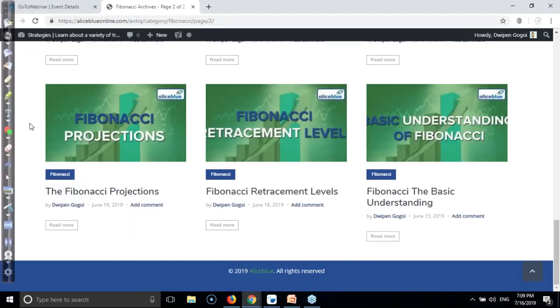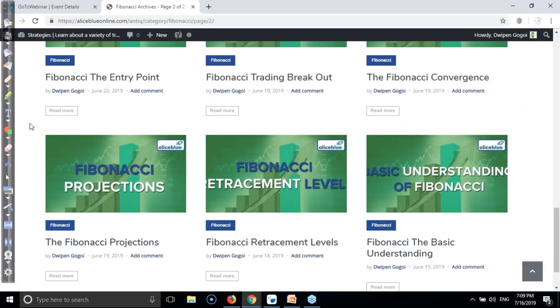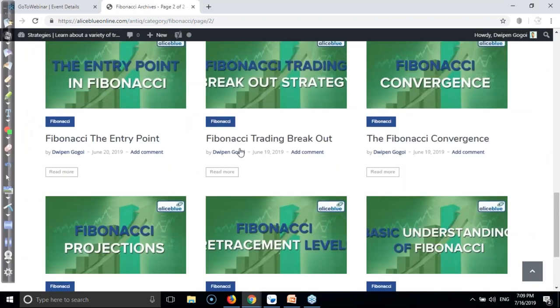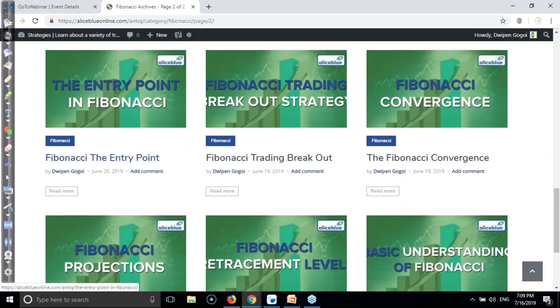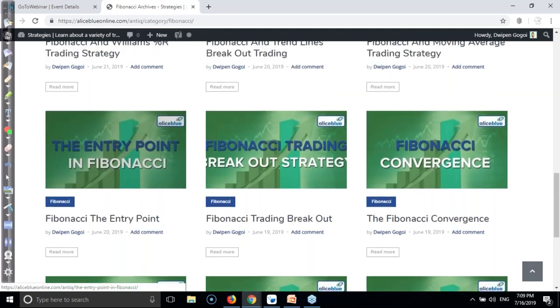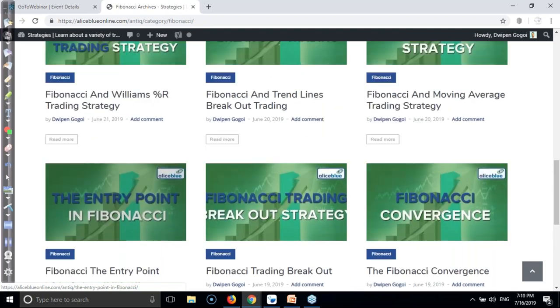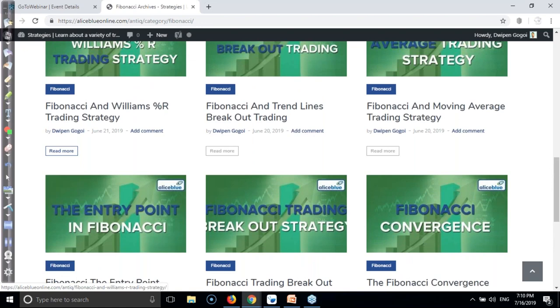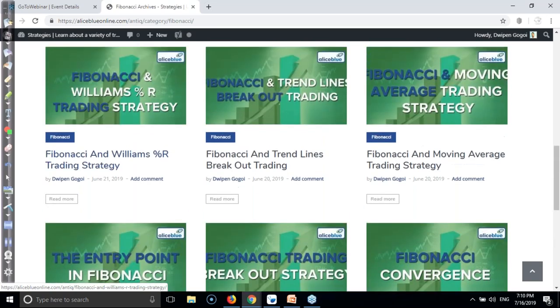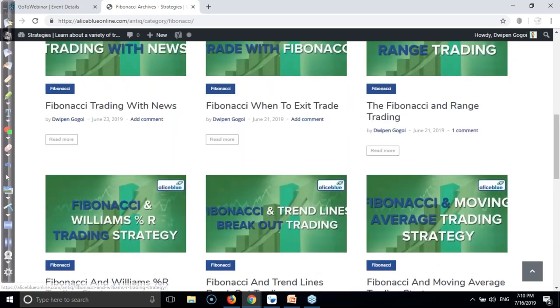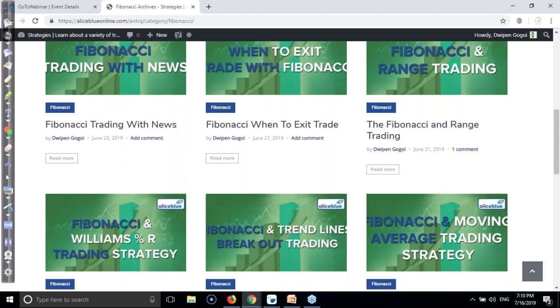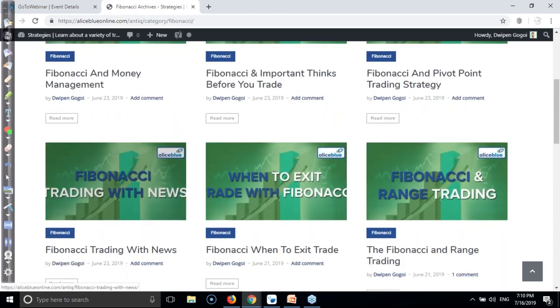Third, you can see Fibonacci convergence, Fibonacci breakout trading, how the breakout trading strategy is used, Fibonacci entry point, where we will enter, Fibonacci and moving average combination trading, Fibonacci and trend line breakout, Fibonacci Williams percentage strategy, Fibonacci and range trading. So everything will be covered in the next webinar.